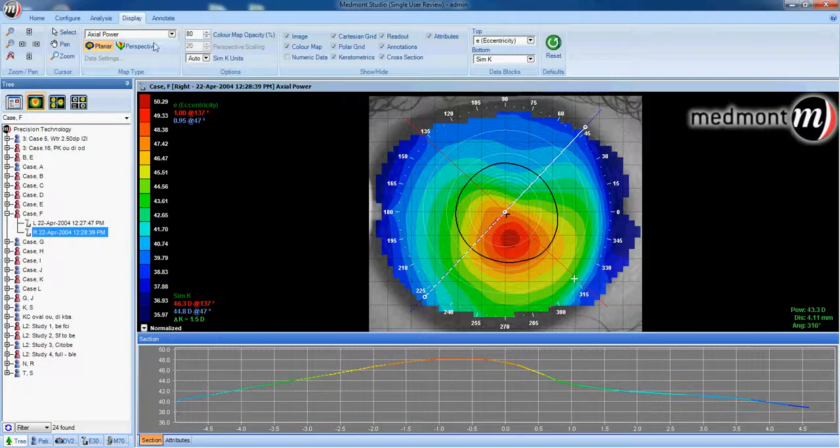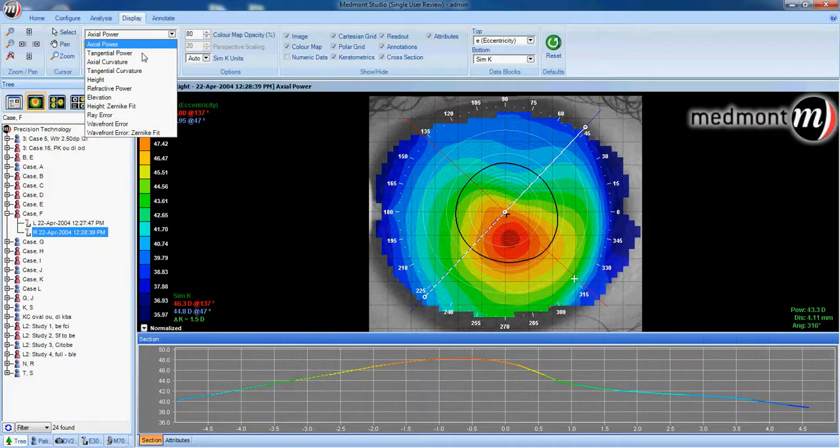With an axial map selected, we can see that this patient does not have regular corneal astigmatism. There isn't a defined flat meridian nor steep meridian. This is an asymmetrical eye and would be difficult to correct with simple spherocylinder overrefraction.